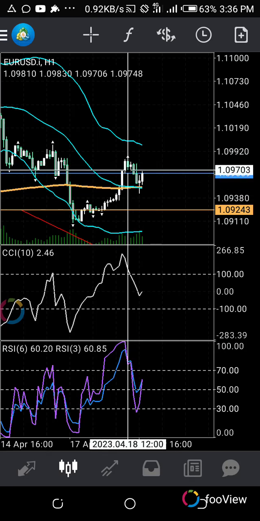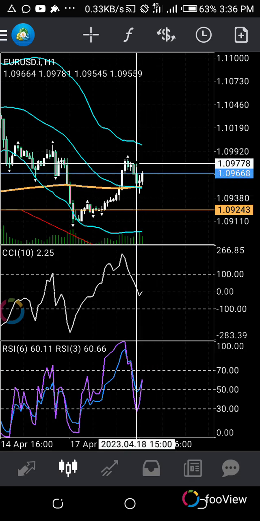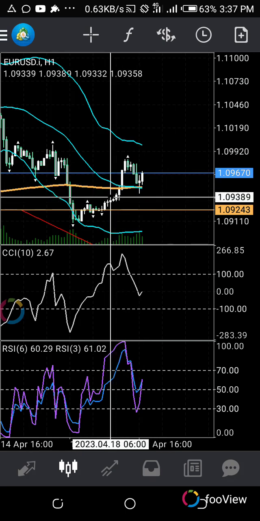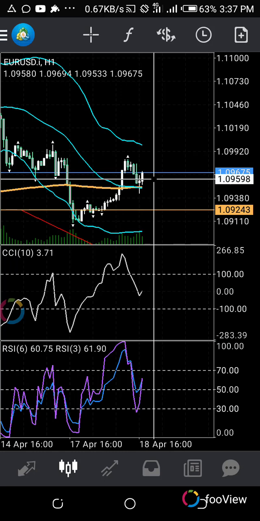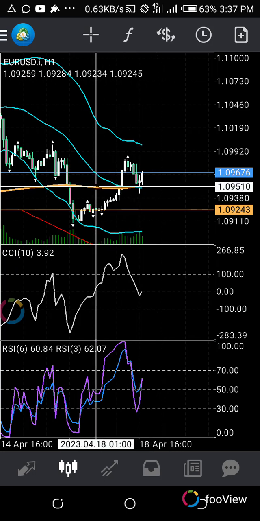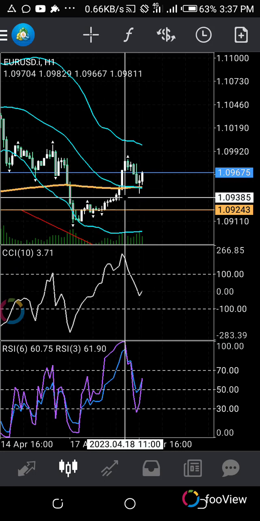Then as you can see, the market pumped up to like 40 pips, and it's still pumping. So that's just it. That's everything you need.